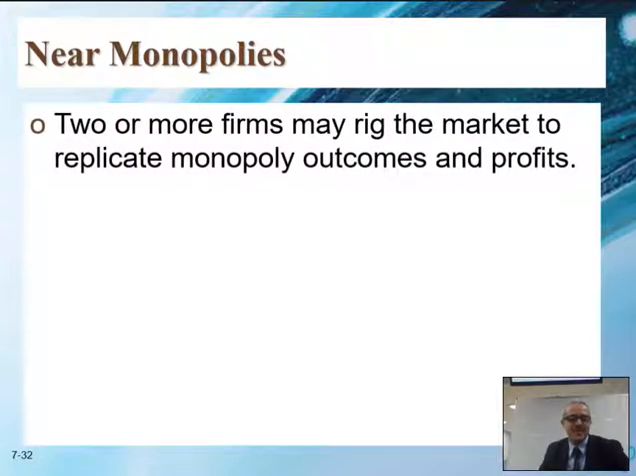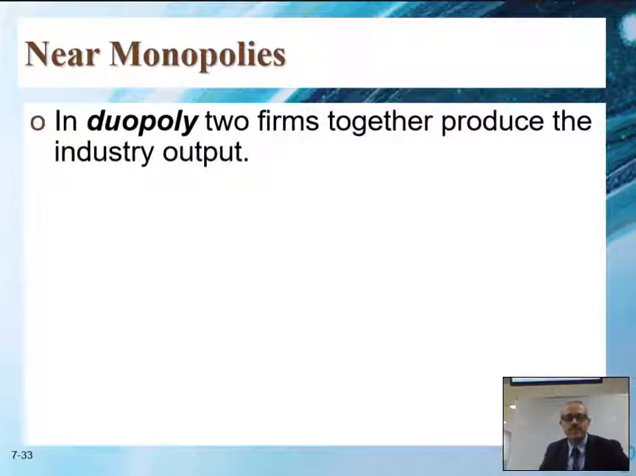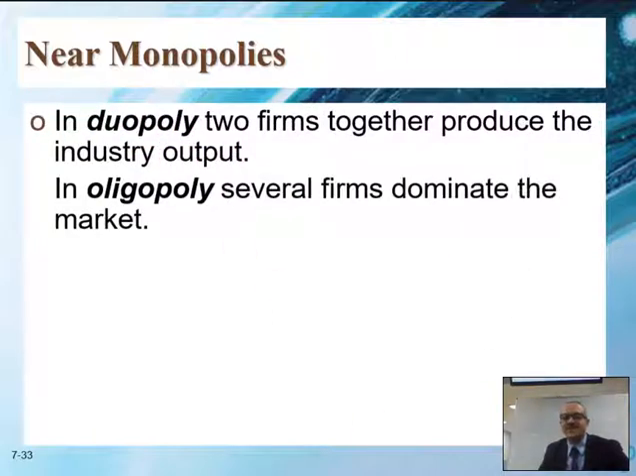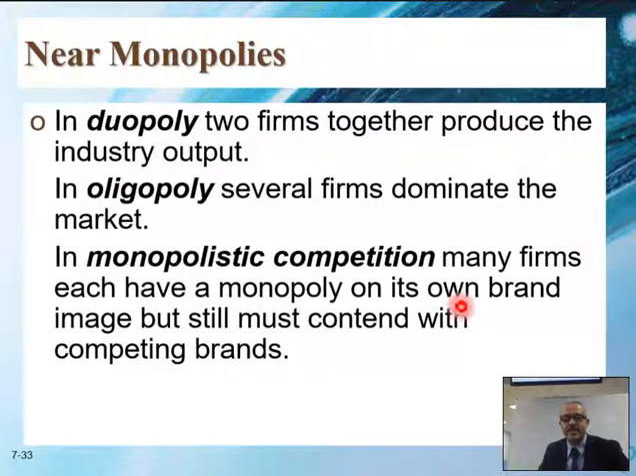Near monopolies: two or more firms may rig the market to replicate a monopoly. So if we have two people, they also become like a monopoly, which we call a duopoly. These people go together, they become friends. If we have an oligopoly, there will be a few firms, and they will dominate the market.